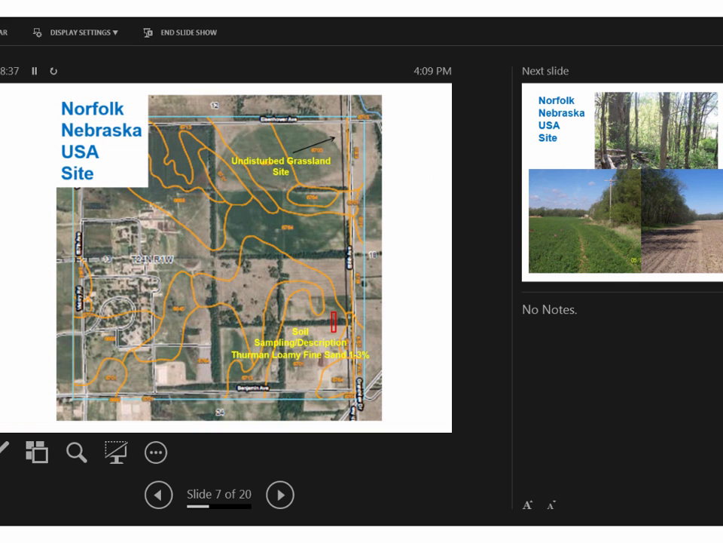We'll focus a little bit on this Nebraska site. Norfolk, Nebraska is, by the way, Johnny Carson's hometown. And so Johnny grew up somewhere right over here. He probably went snipe hunting in these very same shelter belts. But our sampling site was right here.